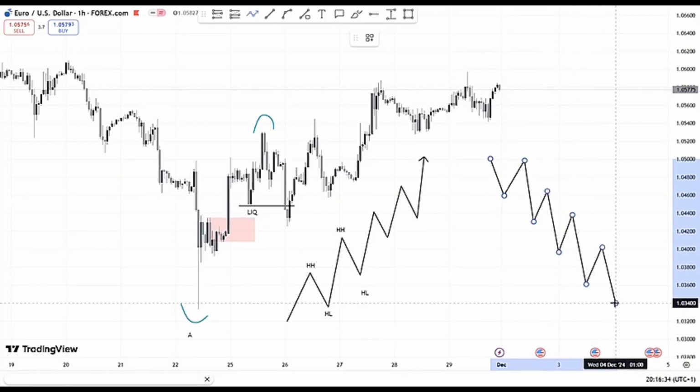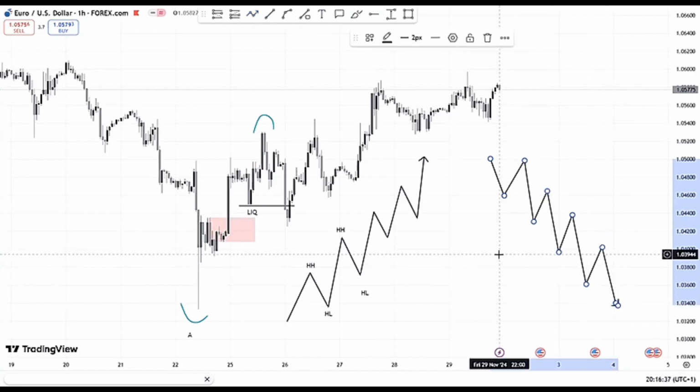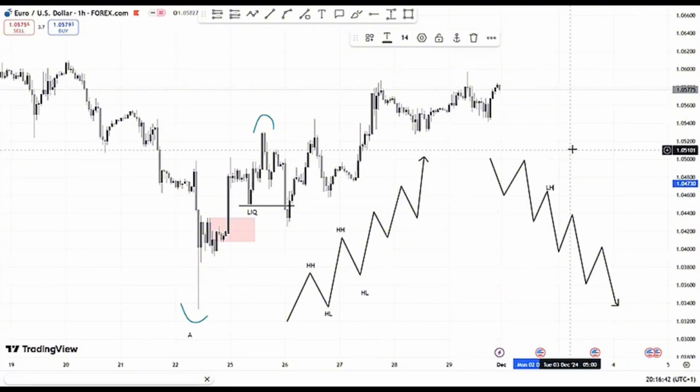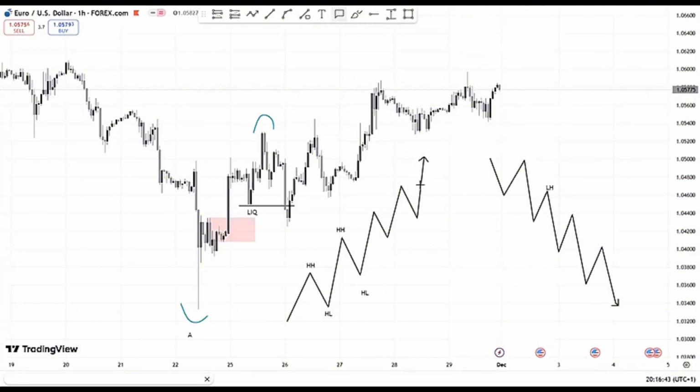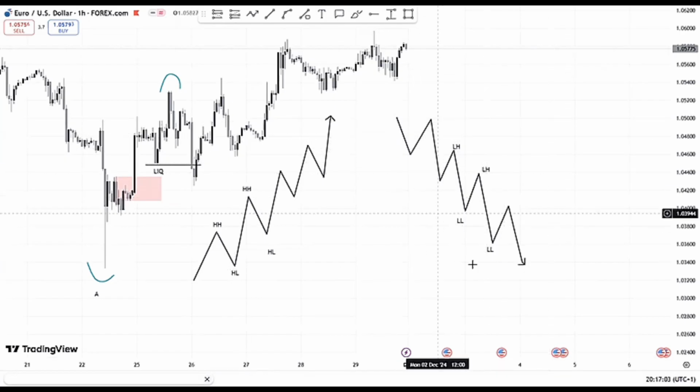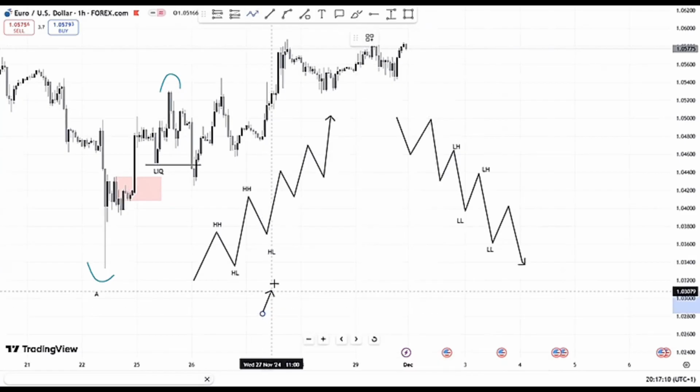Just our basic simple market structure, right? Good. Whereby this is the lower highs, and this is the lower low. This section here is lower high, and this section here is lower low. So this is for a bullish scenario, while this is for a bearish scenario.